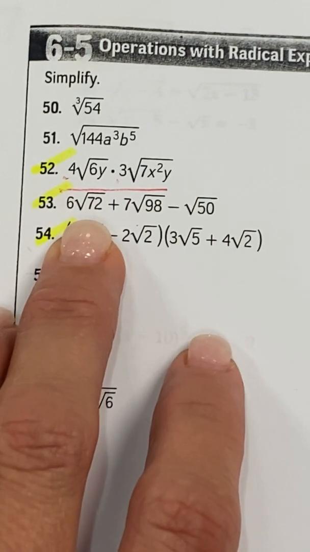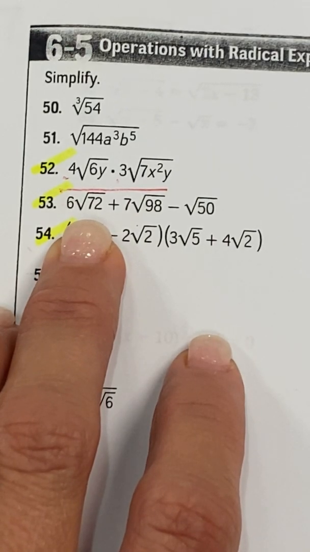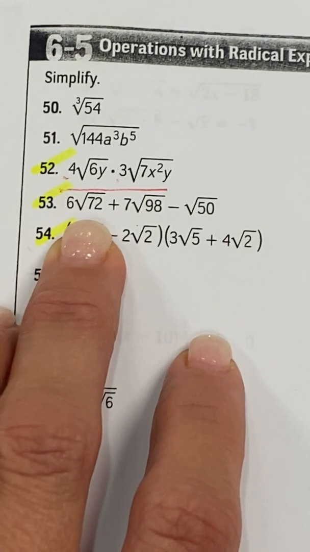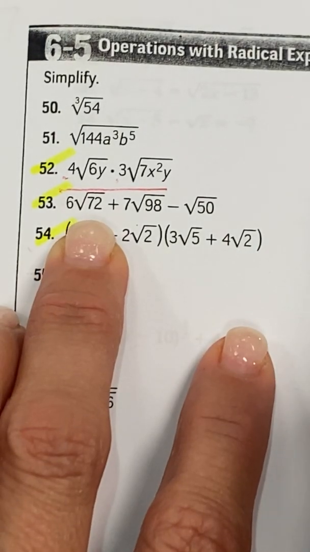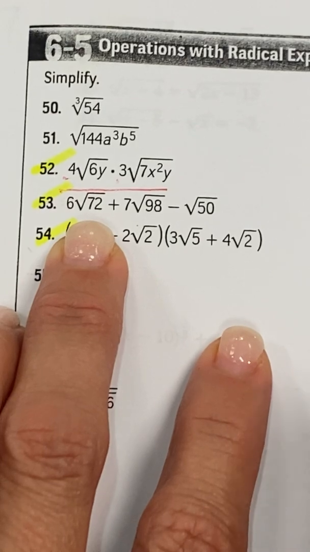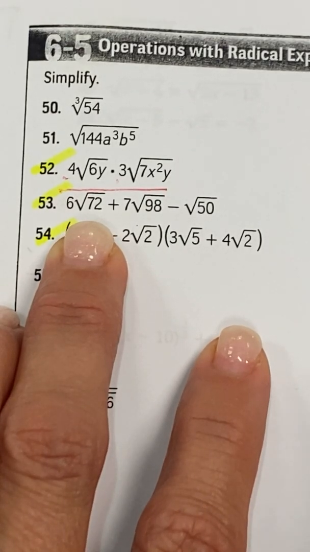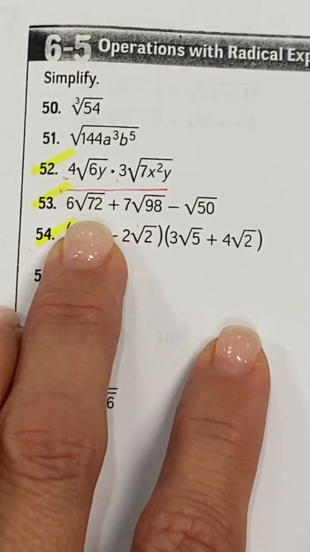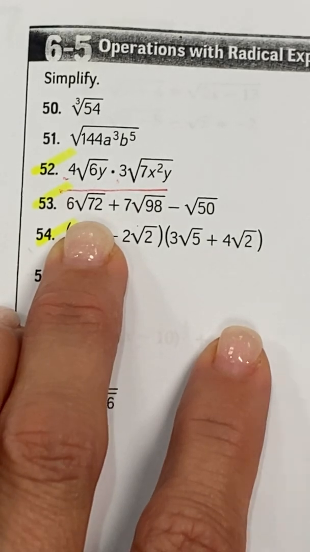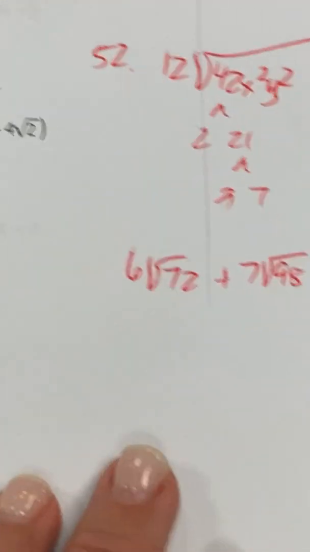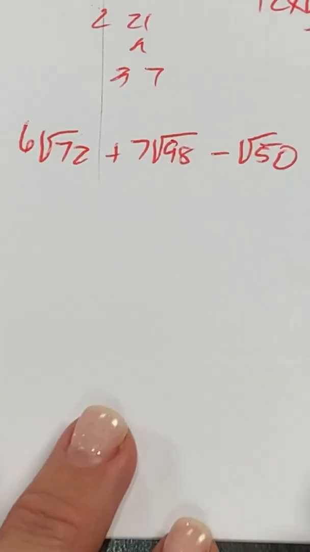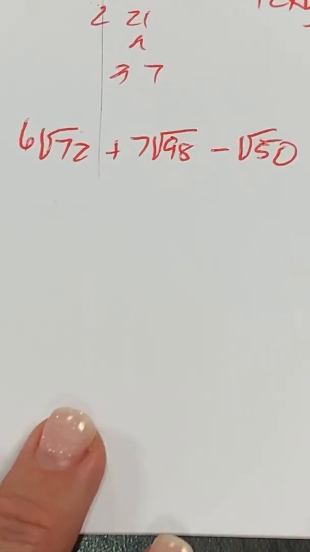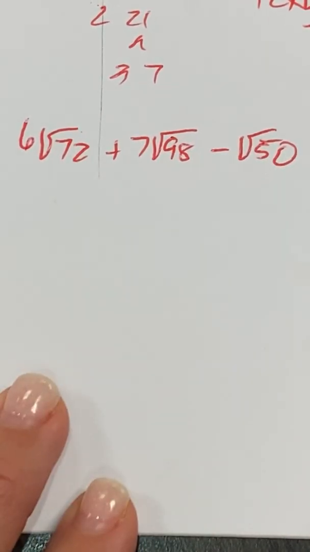Can I add and subtract these just like they are? No, they have to be like radicals. They have to be like terms. Let me write the problem down first. So 6 square roots of 72 plus 7 square roots of 98 minus the square root of 50. How do I get them to be like terms? Simplify. Simplify them, right?